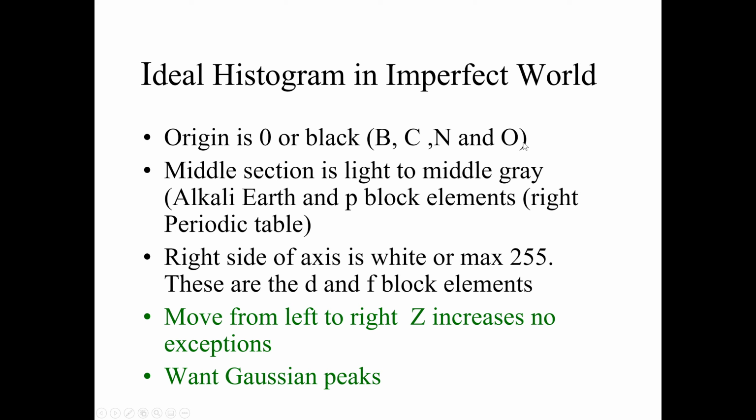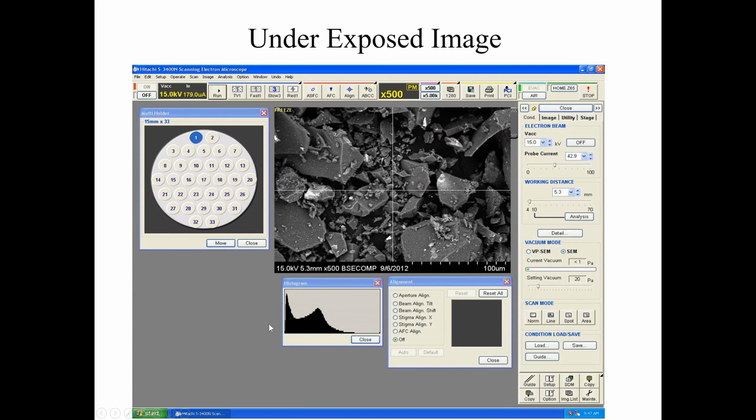The whiter shades are the heavier ones with the higher atomic number. So if my histogram is overexposed, I may come to that conclusion. In a perfect world, you want perfectly Gaussian peaks, but it's not always the case. That's why when you look at the histogram, it's not a perfect Gaussian.